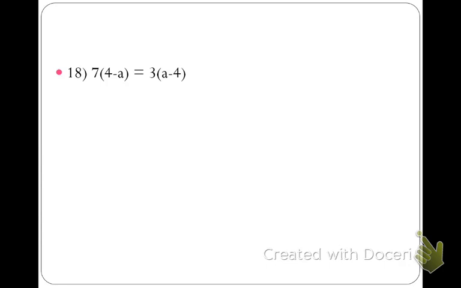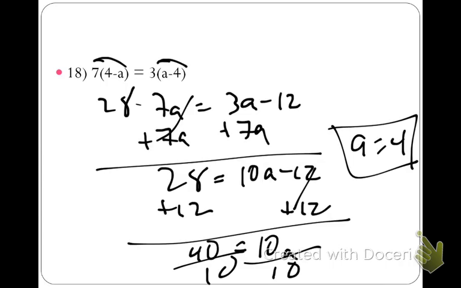Okay, and I'll even give you a couple seconds of a head start. Okay, well there you go, you see it, as I was working it out. Distribute the 7 and the 3. Okay? 28 minus 7a equals 3a minus 12. Again, it doesn't matter. I went ahead and added the 7a to both sides. That kind of helped me keep my variable's coefficient positive. Okay? It doesn't really matter. But then you add 12 to both sides, divide by 10, and a should be 4. You should get 4 there.